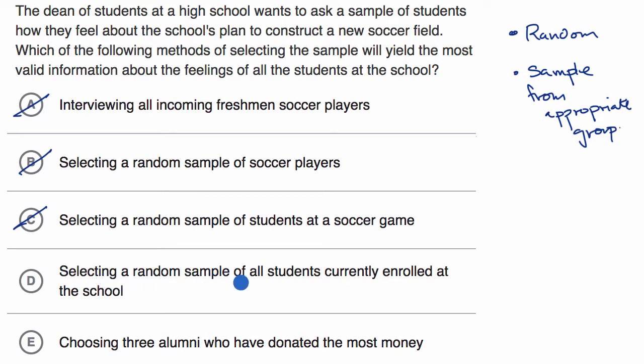Selecting a random sample of all students currently enrolled at the school. Well, yes, that would be the most representative, far more representative than either of these three choices. And then the last one, choosing 3 alumni who have donated the most money. Well, 3 alumni would not be representative of the feelings of all of the current students at the school. So I would rule that one out as well. And I would go with choice D.